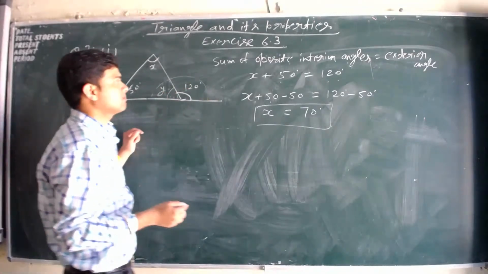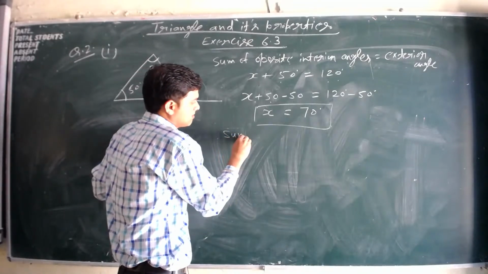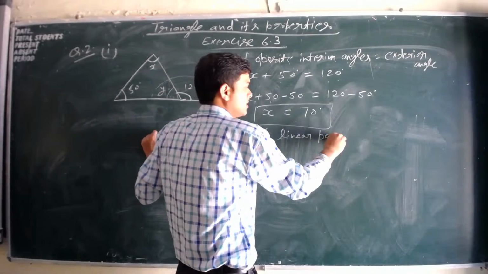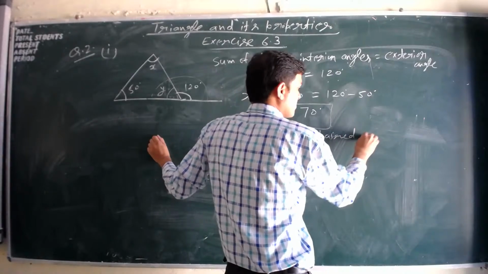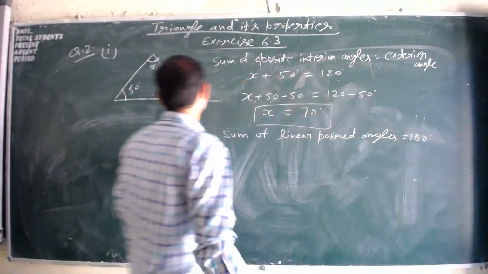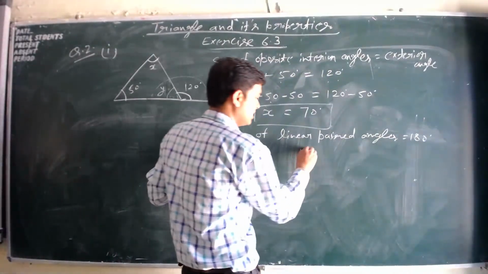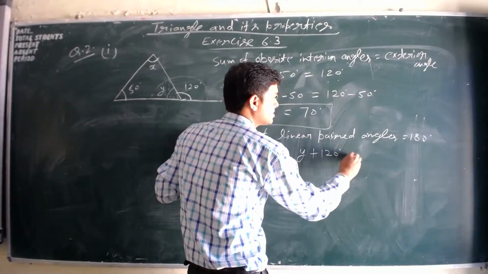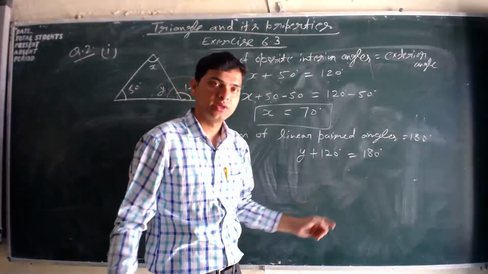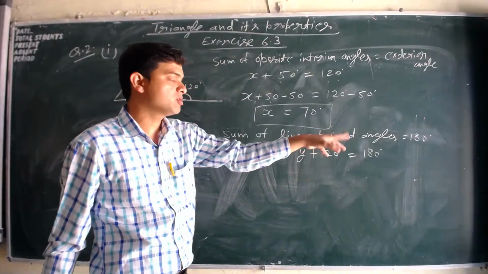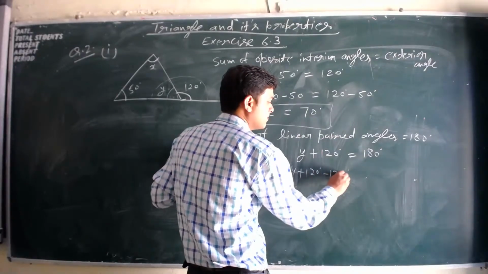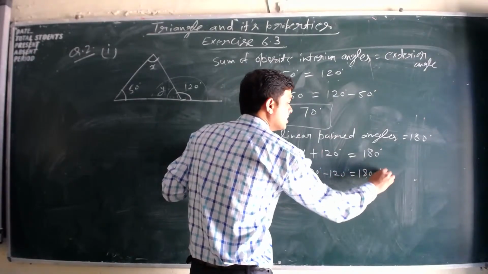दिख ही रहा है. That means we know that sum of linear pair angles is equals to 180 degree. Clear? Y plus 120 degree is equals to 180. Clear? Now we have to eliminate 120. So the subtract 120 into both sides. That means y plus 120 minus 120 is equals to 180 minus 120.